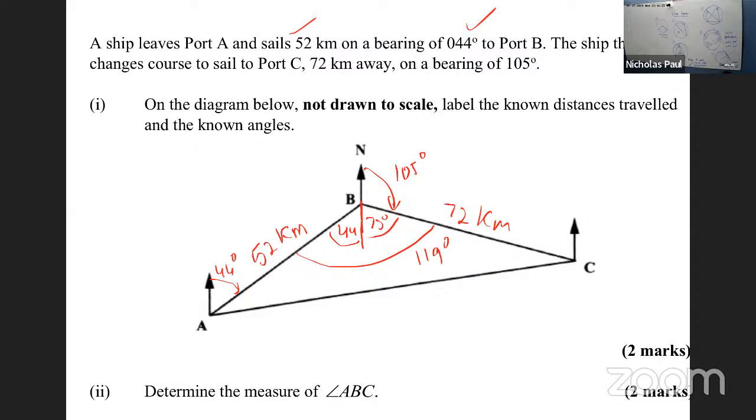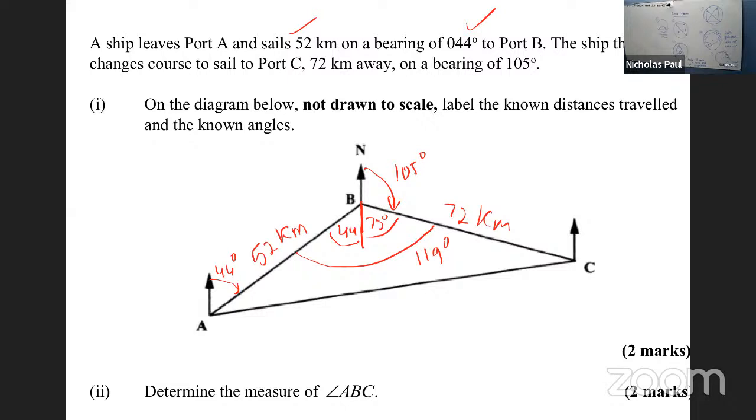Good. Find AC now. What's the rule you're going to use to find AC, Rima? Cosine. Very good. Go ahead, have fun. Finish it up.